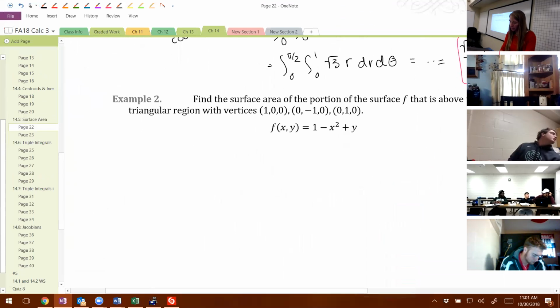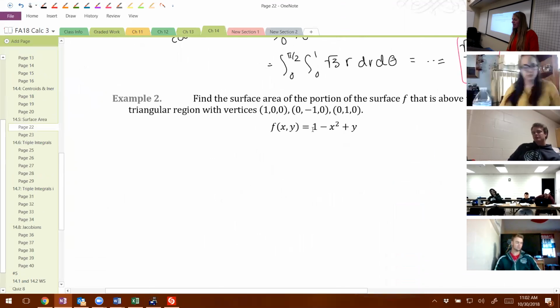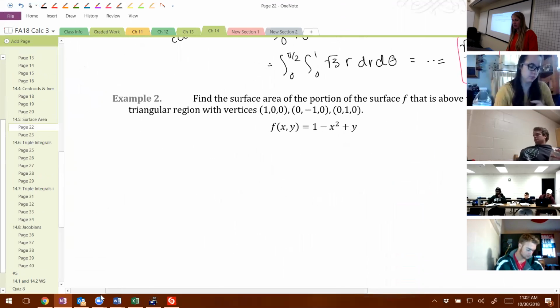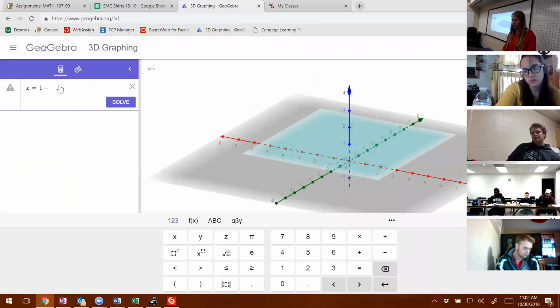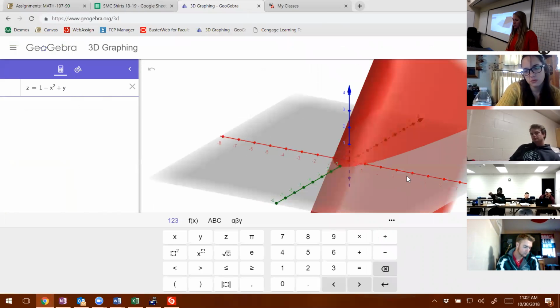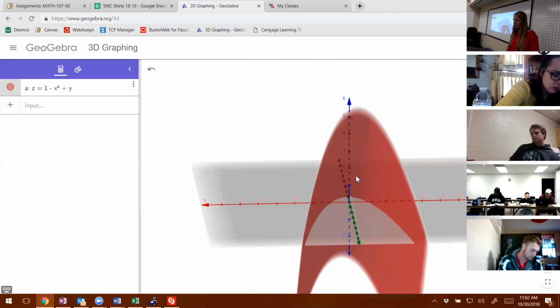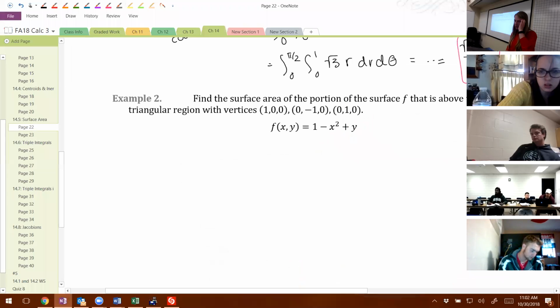All right, so moving on from that one, find the surface area for the portion of the surface F that is above the triangular region with those vertices there. The shape of this one probably isn't as obvious just to look at. 1 minus x squared plus y. Let's see. Oh, this is ready to go now. So there is the surface we are talking about in this example. Okay, and the region of integration we are working with is this little triangle.